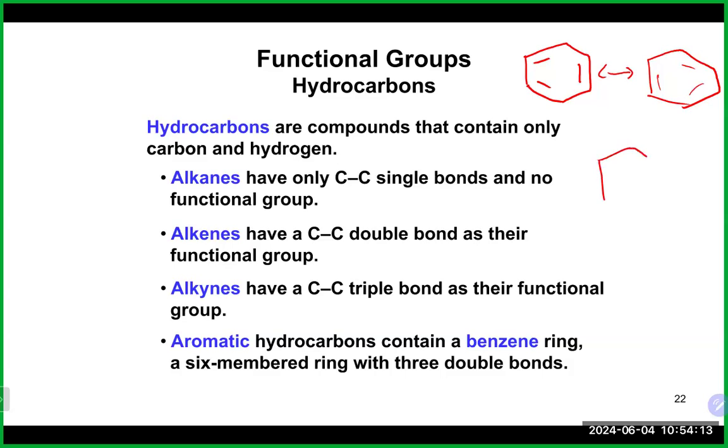And sometimes in some books, you may even see it drawn with a little circle in the middle. That is because those double bond electrons are delocalized. They're moving around. So anything that has a benzene ring is considered a group of molecules known as aromatic.